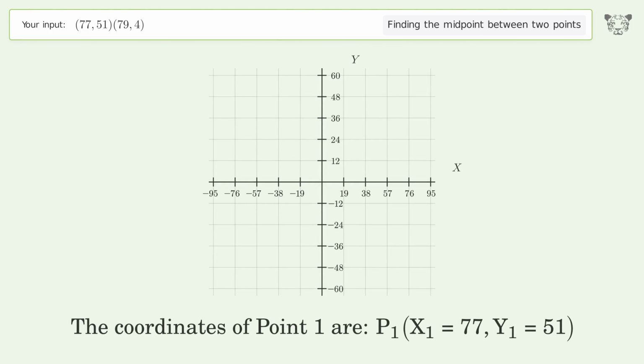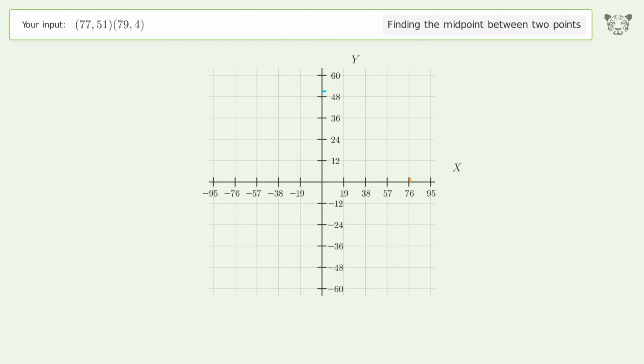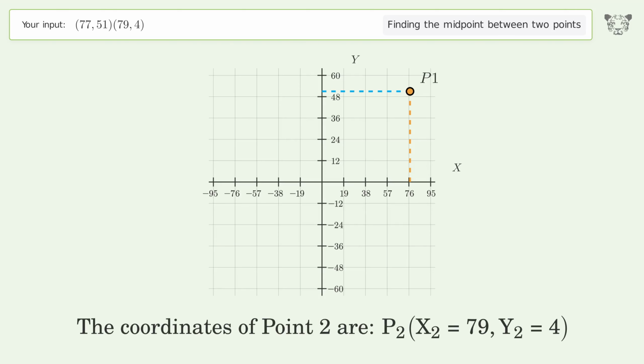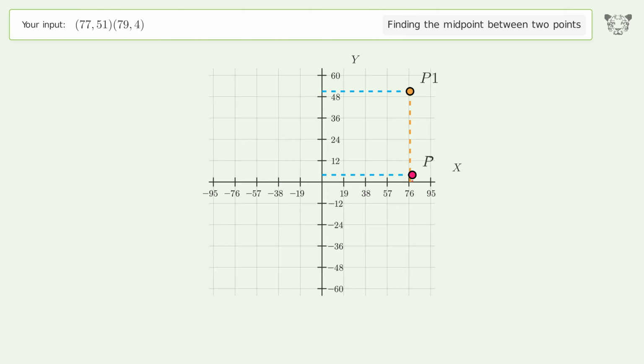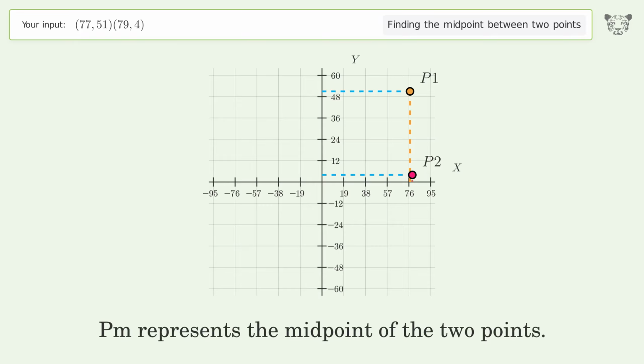The coordinates of point 1 are x1 equals 77, y1 equals 51. The coordinates of point 2 are x2 equals 79, y2 equals 4. PM represents the midpoint of the 2 points.